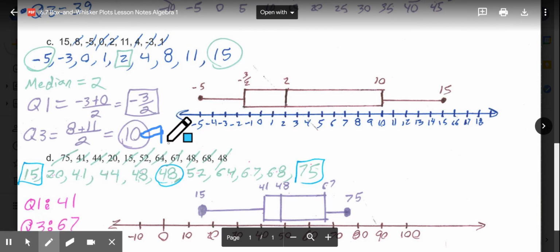So this should be 9.5. Right here, this would be at 9.5. So that's a quick fix there, and it doesn't really change the graph. It would just change my box to right about there. It shouldn't be at a 10. It should be a 9.5 because 8 plus 11 is 19, divided by 2 is 9.5. So Q3 would be here at 9.5.